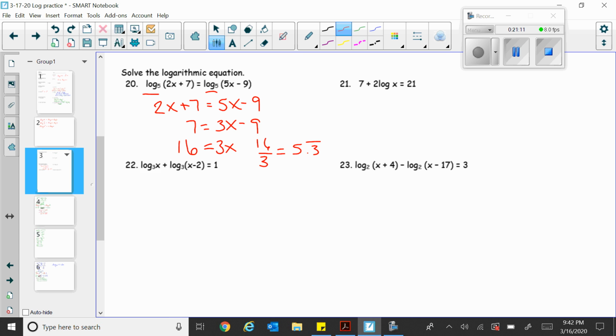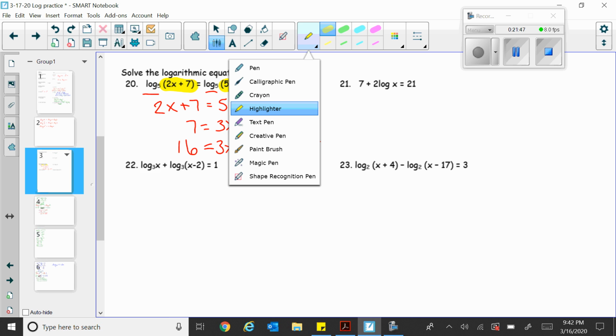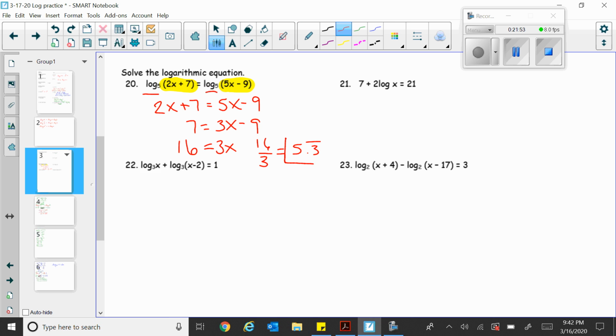Now, the only thing about these problems is you have to make sure that you don't have an extraneous solution. When you have logarithmic equations, meaning equations with the word log in them, you need to always double check your answer. If you plug in 5.3 repeating, 2 times 5.3 repeating plus 7 is definitely going to be a positive number. Plugging it in back here, 5 times 5.3 repeating minus 9 is still a positive number, so you're good to go. So 5.3 repeating or 16 over 3, whichever you prefer, is your final answer.